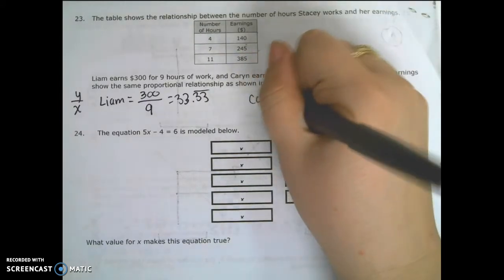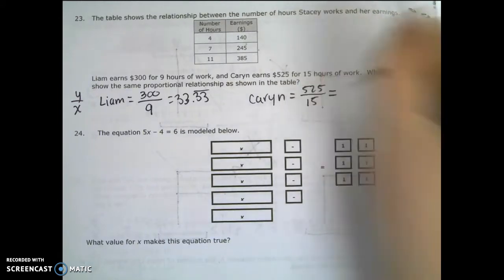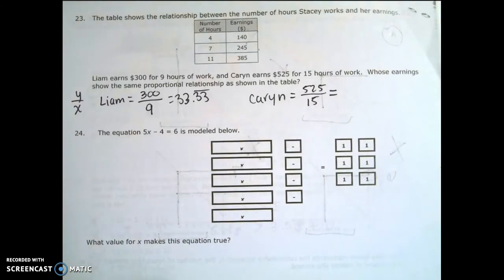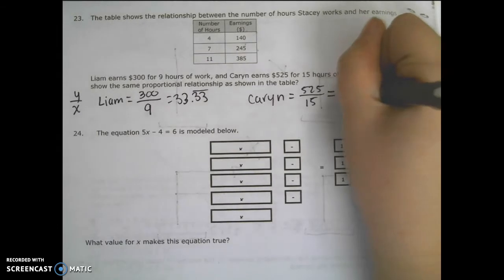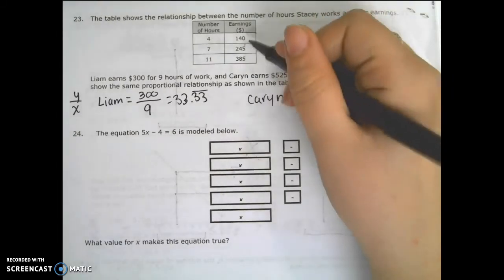Karen earns $525 in 15 hours. This is equal to 35. Okay, so we have how much Karen earns and how much Liam earns, and we have to see which one of these matches it.